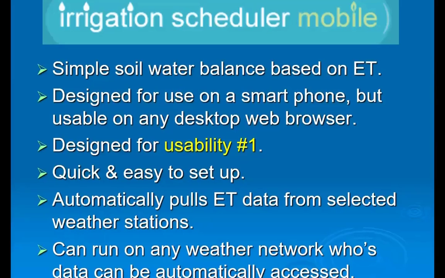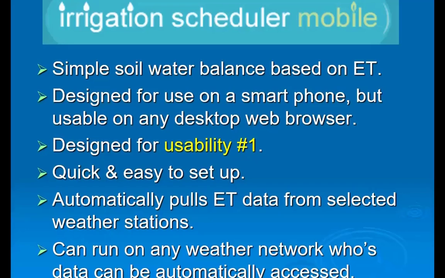So we put together this mobile app that does most of the work for you. It pulls the weather data from the weather station, calculates reference ET, multiplies by the crop coefficient. Because it's set up for your field, it knows what your soil water holding capacity is, and then it just gives you an idea. It does all that math and that balancing, the soil water balance for you. But we tried to make this very usable.